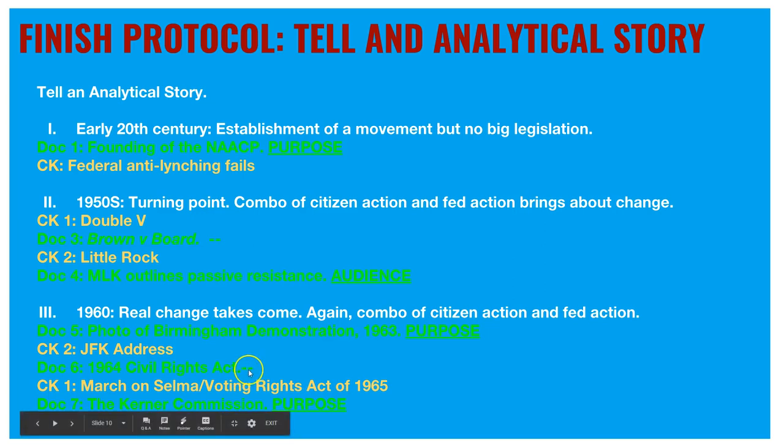And I put a dash there because I'm just going to use that as evidence. And then another piece of CK. Here, look at this combination of citizen action and federal action. There's a march, and then there's the Voting Rights Act of '65. And then I'm going to end with the Kerner Commission, Document 7, which is a federal commission that outlines and talks about the race problem in America.